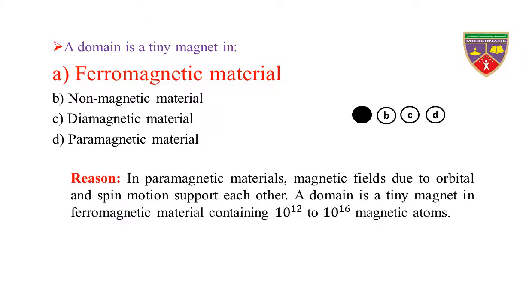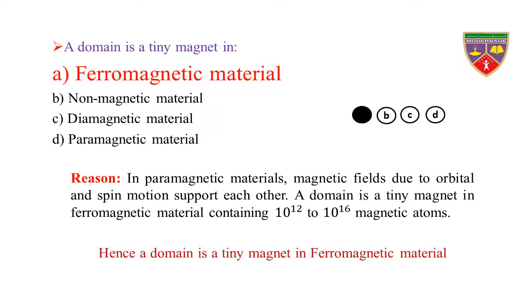Reason. In paramagnetic materials, magnetic fields due to orbital and spin motion support each other. A domain is a tiny magnet in a ferromagnetic material containing 10 power 12 to 10 power 16 magnetic atoms. Hence, a domain is a tiny magnet in ferromagnetic material.